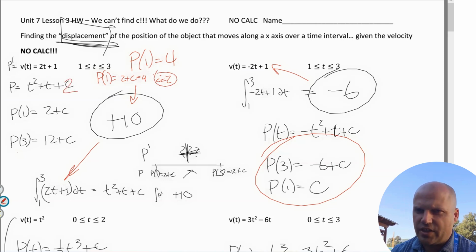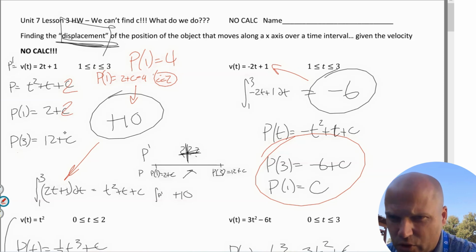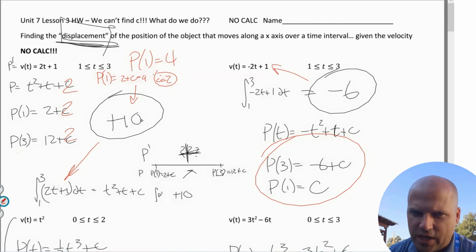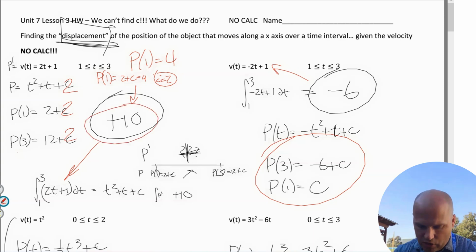Well, does that change anything? The answer is no. My position at time 1 would just change to 4. My position at time 3 would change to 14. But 4 to 14 is still 10. Doesn't change it at all.